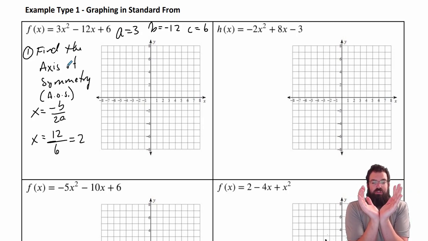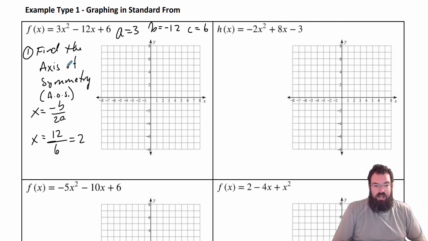And the axis of symmetry is going to be a vertical line that cuts the graph in half. I'm a rhymer like Dr. Seuss, graph in half, right? And so that's a dotted line. So I'm just going to draw the dotted line.